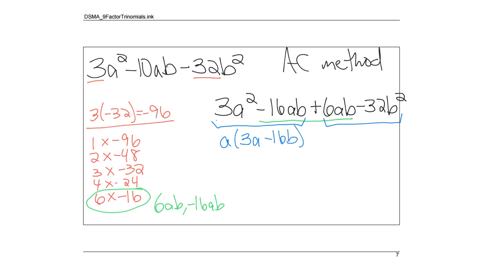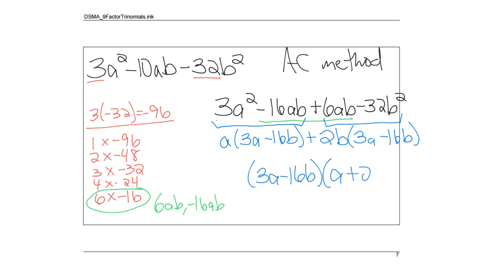On this side, I have a positive number, and I have 6 and 32, so I think I can pull a 2 and a b. So that leaves me with 3a minus 16b. And then now what I have in common is the 3a minus 16b, and then I grab the a plus 2b. So the method is really up to you.